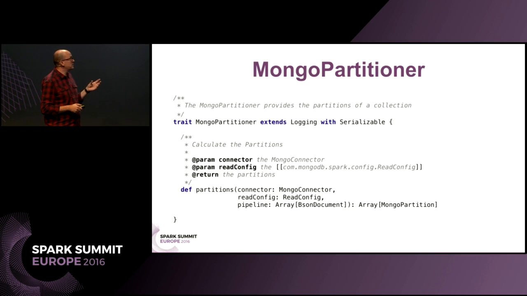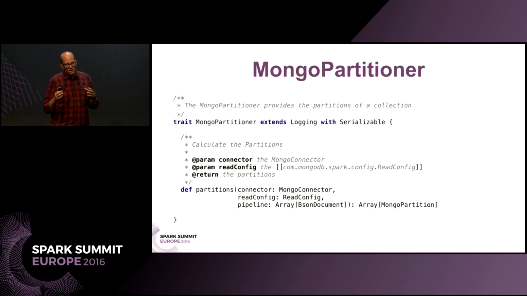Now, the complexity for me and for MongoDB is how do I partition up a collection? And it really depends on how you deploy your cluster. So you can have single nodes, you can have replica sets, or you can have sharded, which are already a distributed collection of data. So the trait for partitioning just takes the connector that we saw earlier, it takes the config, and then an optional pipeline.